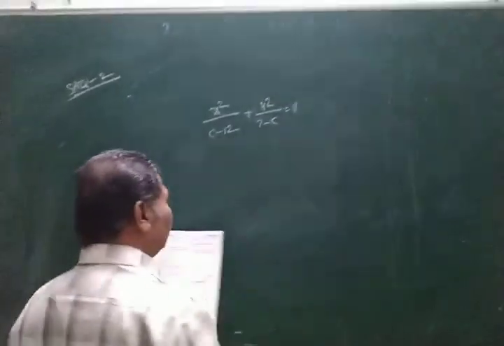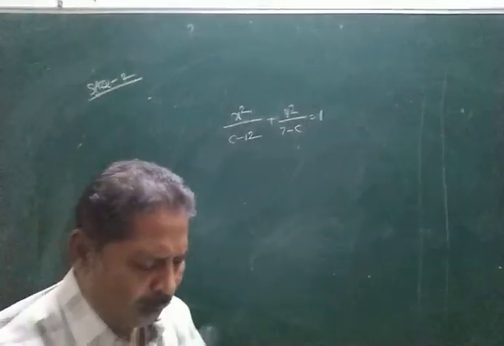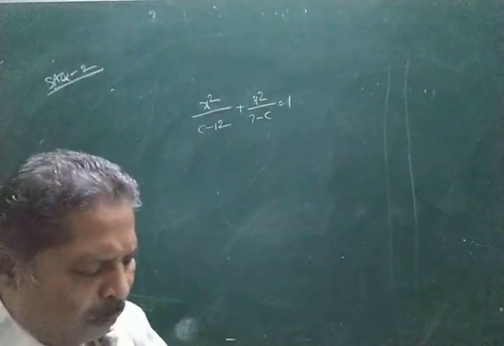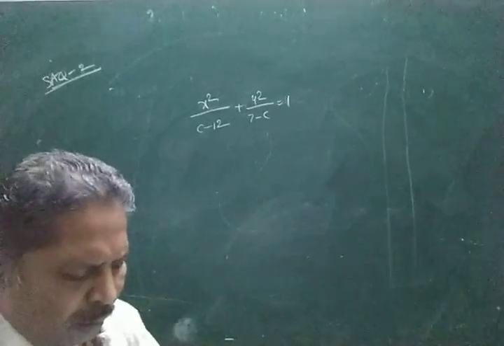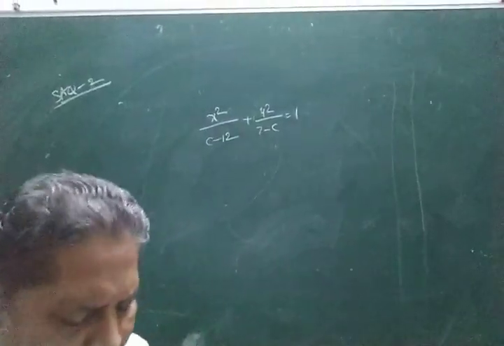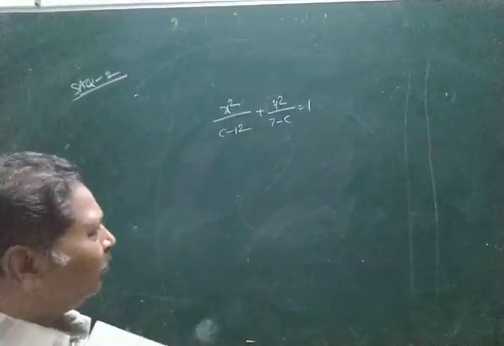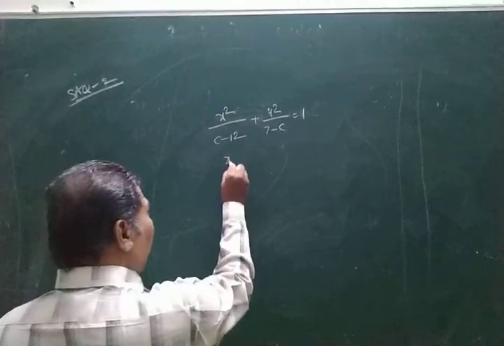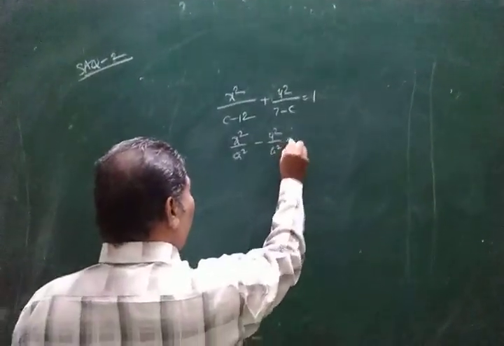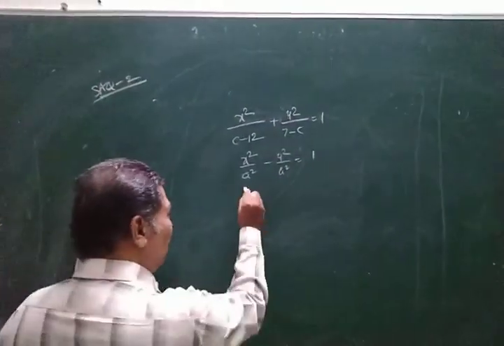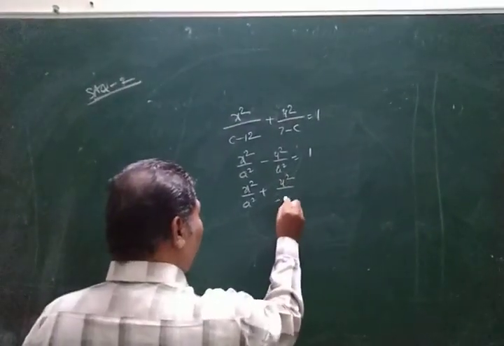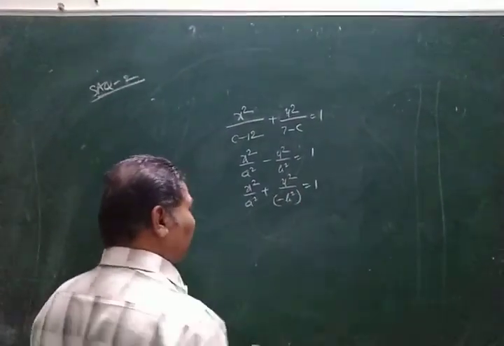equal to 1 represent a hyperbola, then listen, we know the hyperbola equation: x square by a square minus y square by b square equal 1. So x square by a square plus y square by minus b square equal 1.